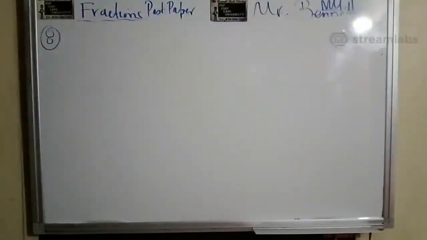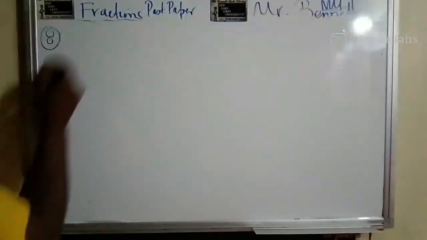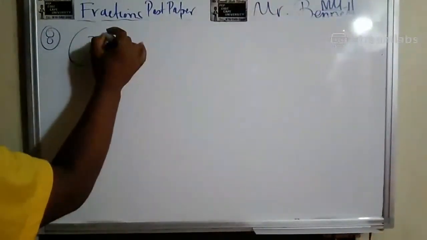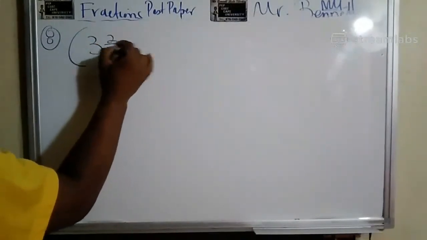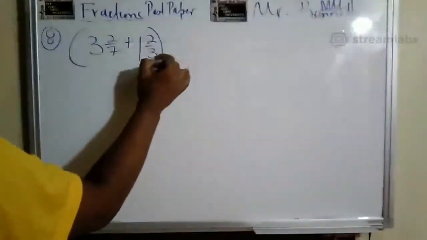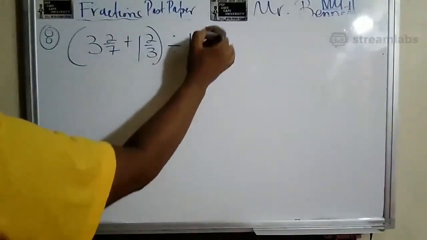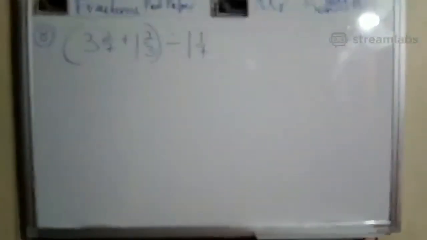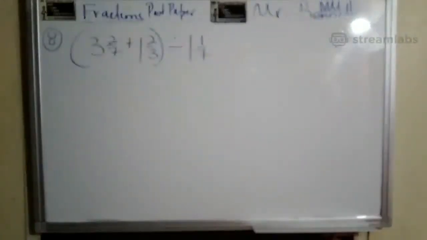So number 8, let's go. And this one is June 93. So this one, they give us another bracket. So it's 3 and 2/7 plus 1 and 2/3 divide by 1 and 1/7. Alright guys, go ahead and do that one. And you guys are doing it within the time, so that's very impressive. Very impressive indeed.